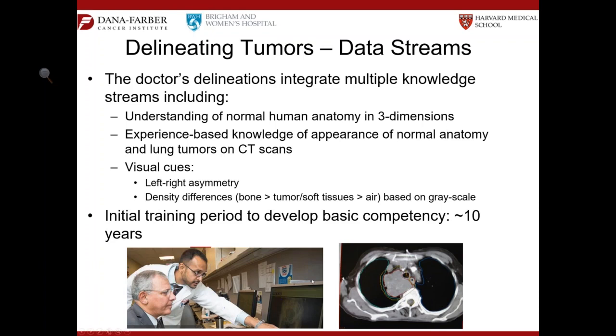The initial training period to develop basic competency to delineate these tumors as a radiation oncologist takes about 10 years, and you could argue that to develop true expertise may take somewhere around more like 15 to 20 years.